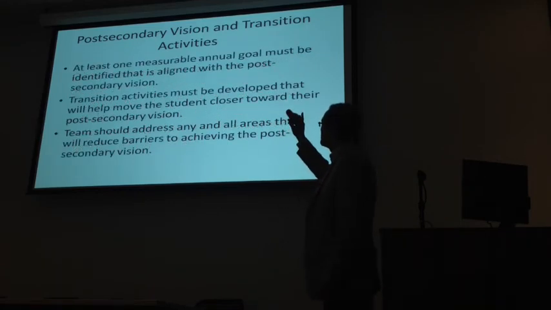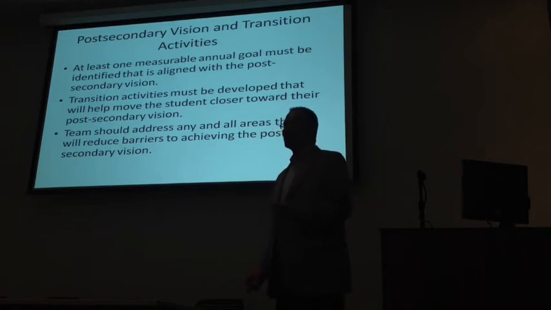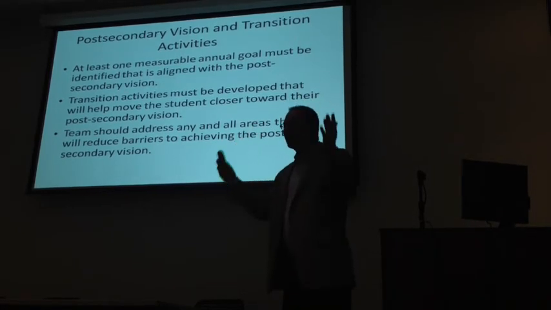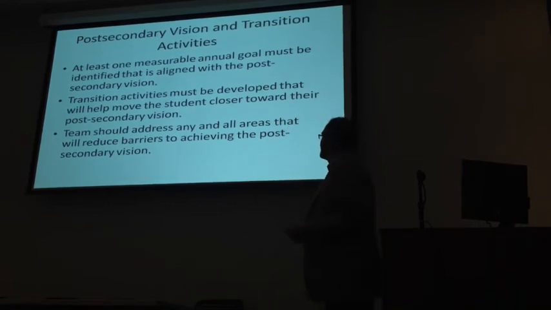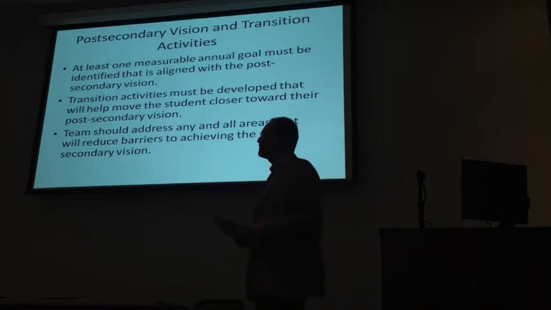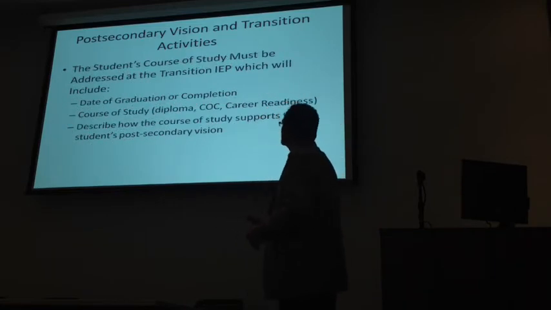At least one measurable annual goal must be identified that's aligned with the post-secondary vision. Now, we talked about that a little bit earlier. They should always address education and employment. Again, that's going to vary greatly depending on what the course of study is for the student. And there must be transition activities developed to move the student toward the post-secondary vision. And you should always address all areas that will reduce barriers that the student may have.